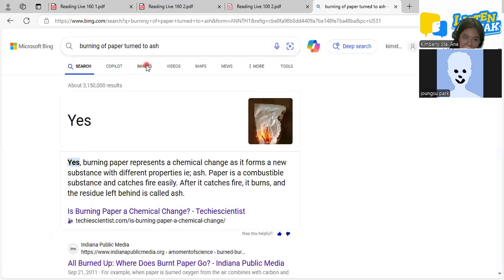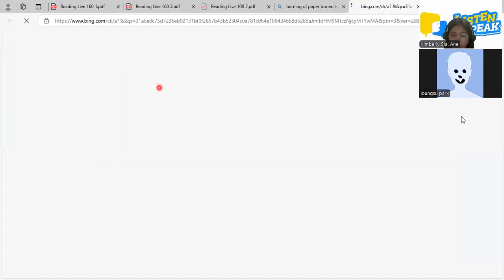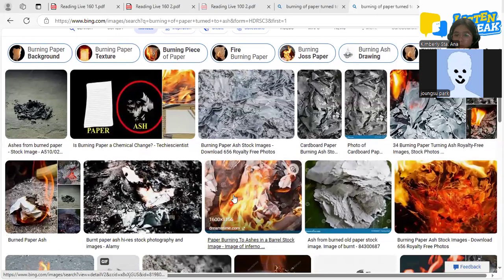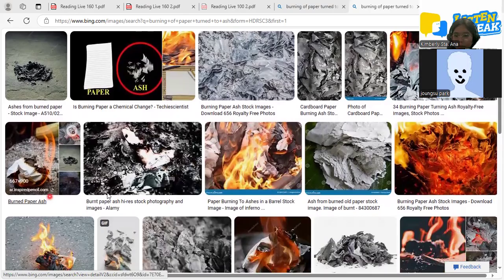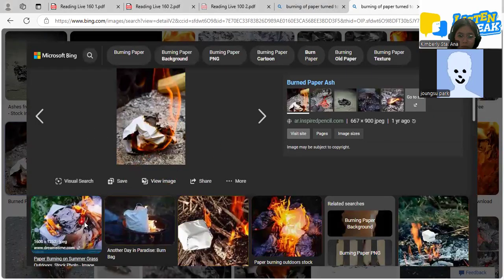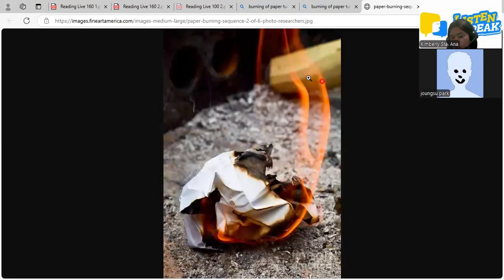So let me show you pictures, okay? So this one, Jimin, when we burn things like paper, I want to show you this one. When we burn things like this, after burning it, the paper will turn into ash. Okay? Again, Jimin, when you burn something like paper, it will turn into ash.